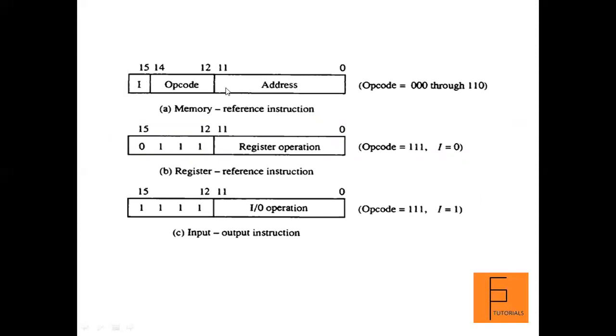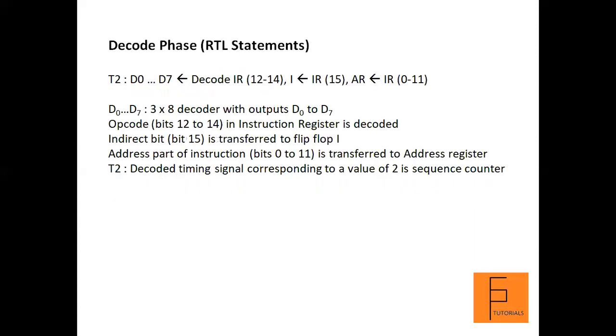And the address part of the instruction will not denote the address of the operand. See, if the indirect bit is 0, then the address part of the instruction will denote the address of the operand. If the indirect bit is 1, then the address part of the instruction will denote the memory location where you have to go and fetch the content of that memory location. The content that you fetch from your memory location will give you the address of the operand. So you have to make two memory references in order to get the operand.